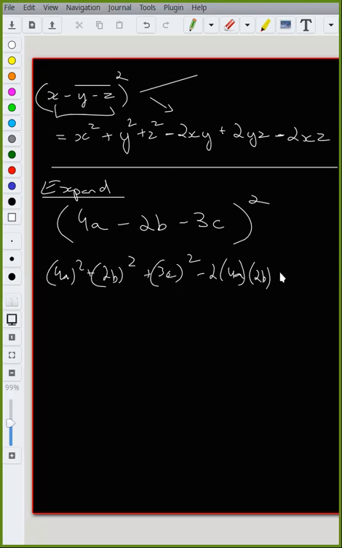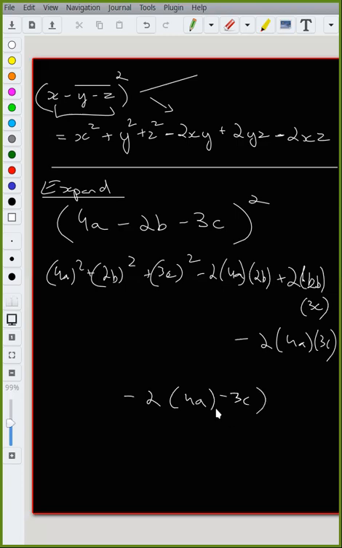Okay? So again, we get plus 2 into yz. So that is simply 2 into 2b into 3c, and then we put a minus 2 into x and z. That will be 4a into 3c, right? Don't do minus 2 into 4a into minus 3c. This will be wrong. You got what I meant?